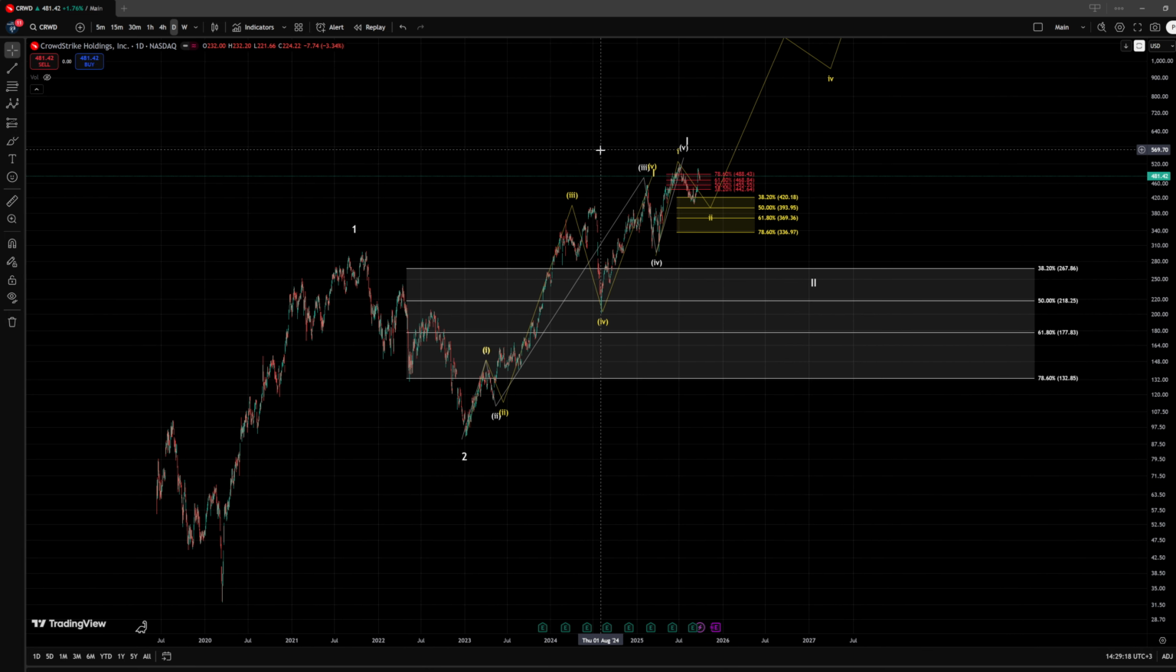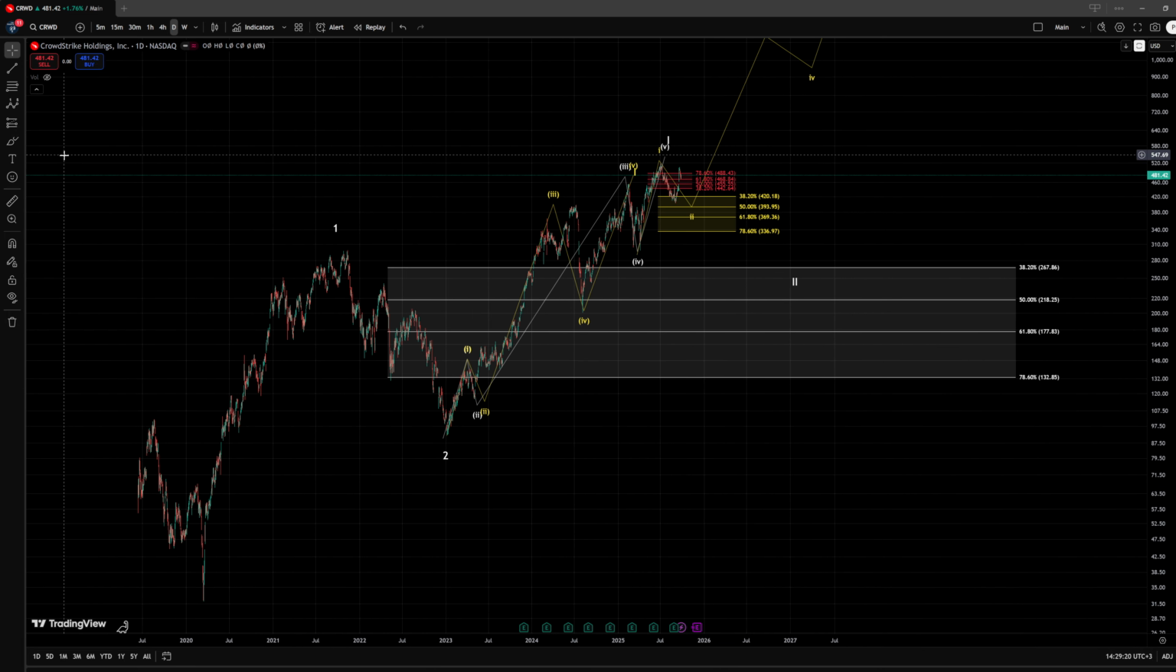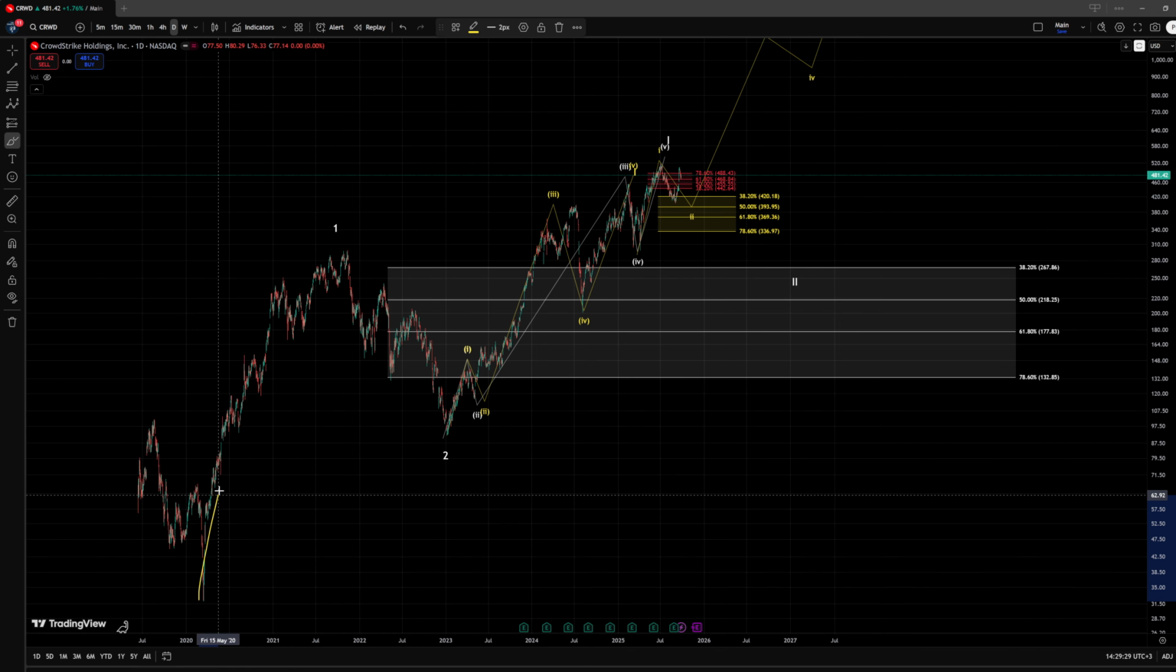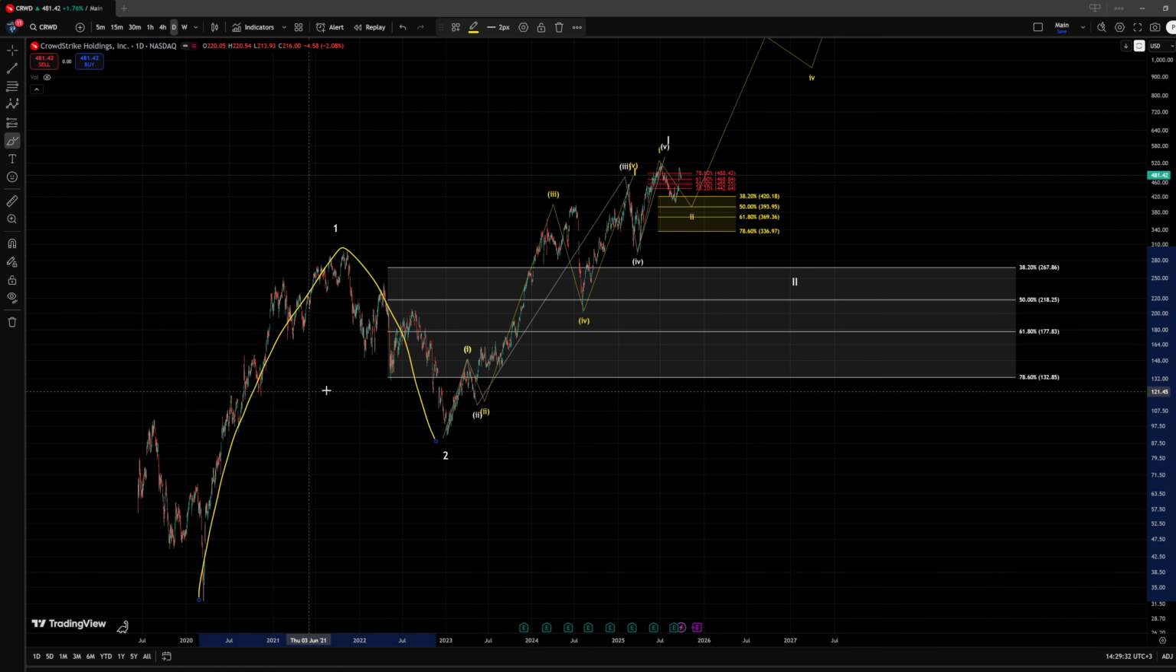In this video we are looking at CrowdStrike. It is time for another update, and even one of the followers actually requested that we cover this stock again. And on this chart we have been tracking since the previous video a 1-2 setup in either interpretation, but from this point it actually splits into two different scenarios.